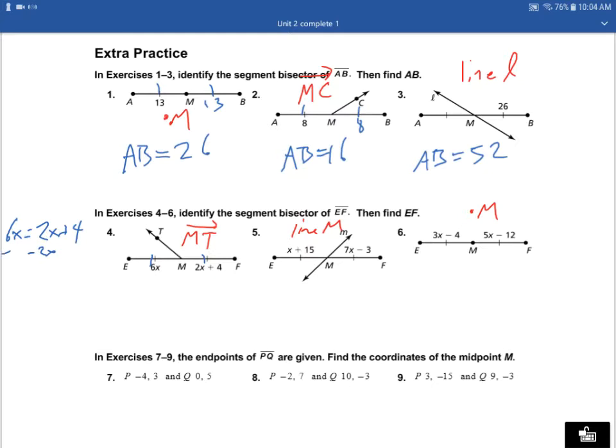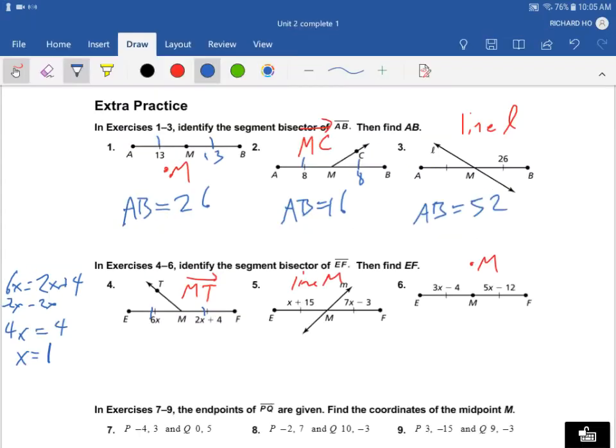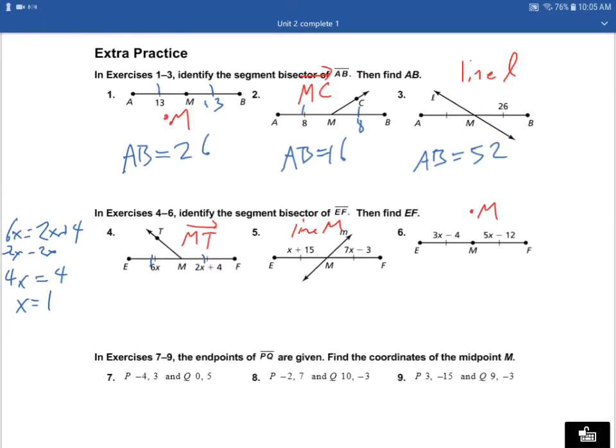So you subtract 2x, you have 4x equals 4, and then x equals 1 here. So we're not done with this one yet. We found that x is 1, but you have to plug that back into here. So 6 times 1 is 6. 2 times 1 plus 4 is 6. So EF is 12 here.